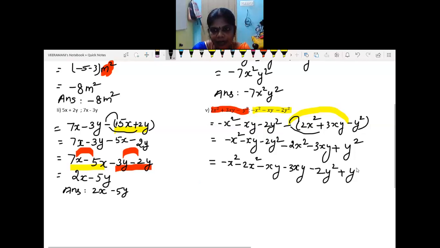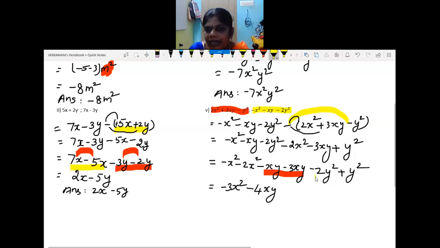plus y square. Okay. Now x square coefficient. First term you see minus 1 minus 2. So minus 1 minus 2 you get minus 3x square. Okay, children. Next, minus xy minus 3xy. xy is the common term. So, first xy coefficient is minus 1. Next term, xy coefficient is minus 3. So, minus 1 minus 3, you get minus 4. Minus 4xy.